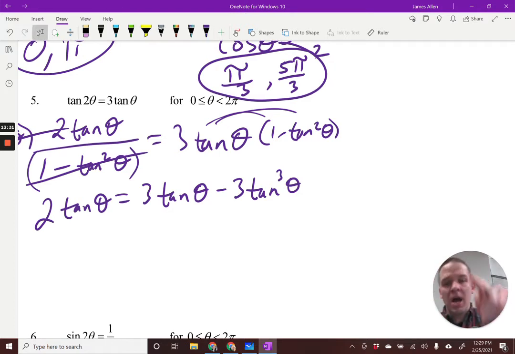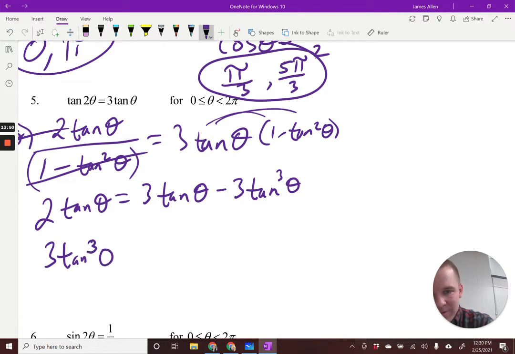I'm going to have faith in the process here. Trust the process. So I'm going to bring everything to one side and set it equal to 0 because it looks like we're going to be dealing with some form of factoring, probably GCF here. So if I do that, I'm going to have 3 tangent cubed theta minus tangent of theta equals 0.